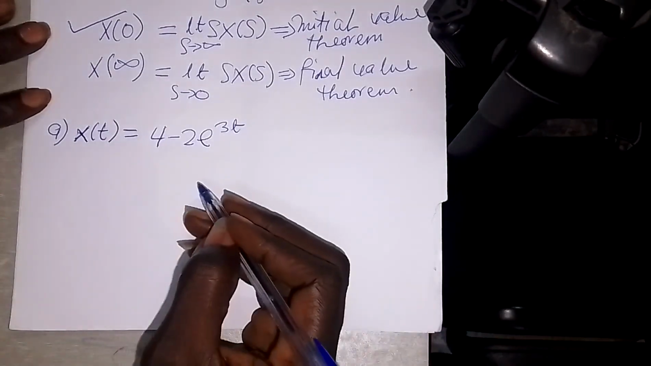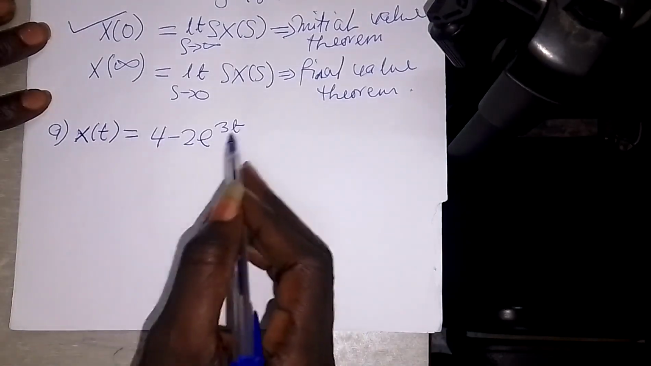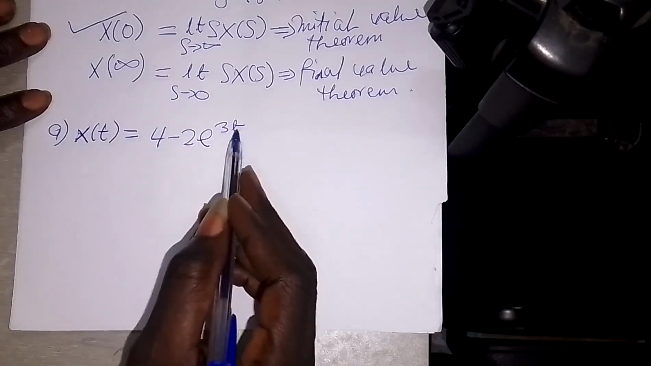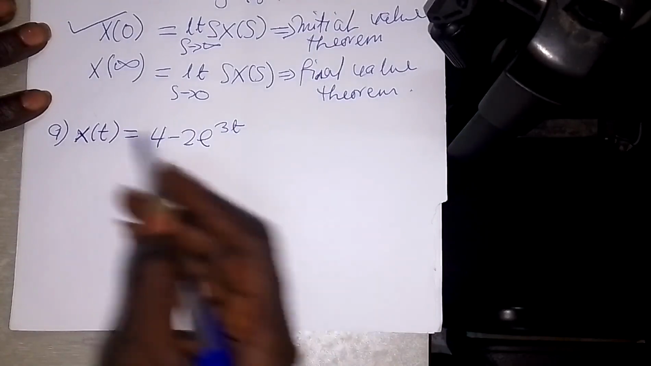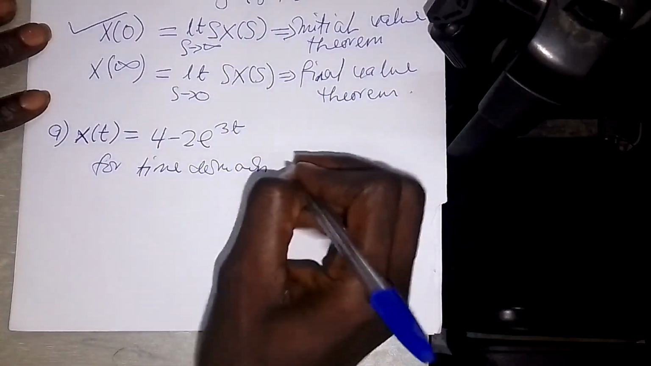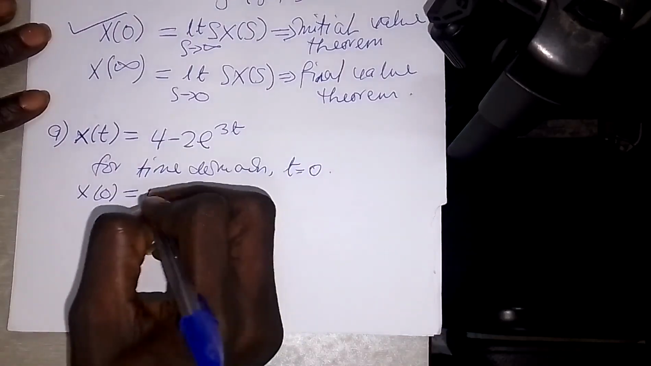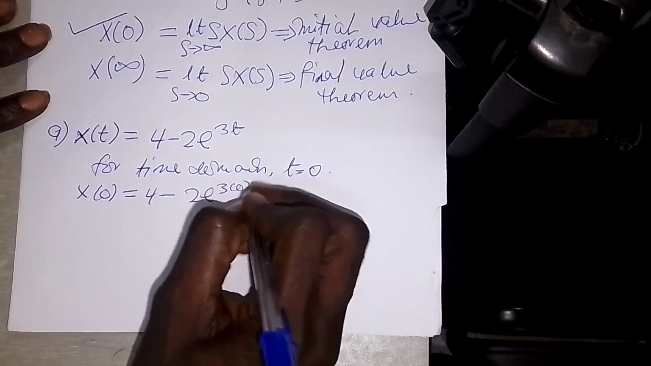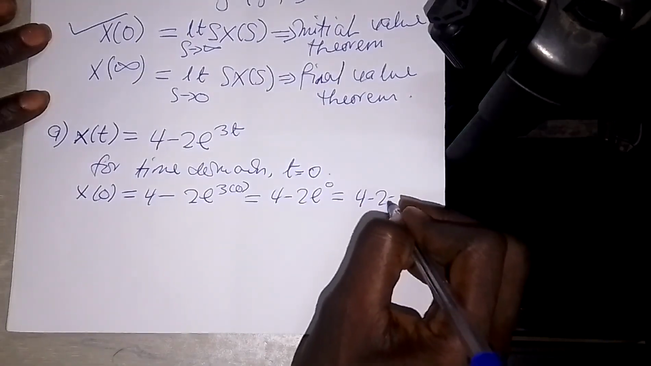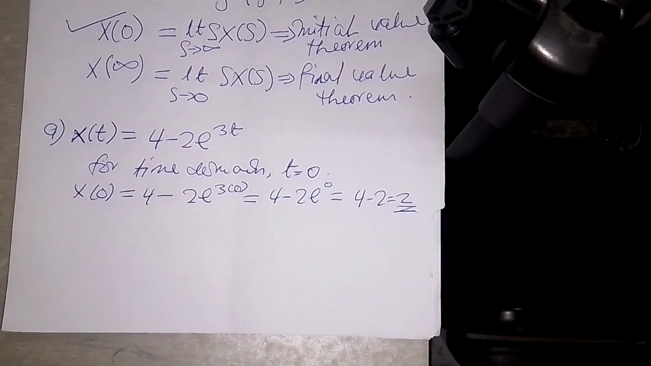For the initial value theorem, we're going to do it in the time domain, and then in the frequency or S domain. For the time domain, we're just going to put t equal to 0. Then we have 4 minus 2e to the power 3 times 0, which is 4 minus 2e to the power 0, which is 4 minus 2, which is 2. So for the time domain, we get 2.